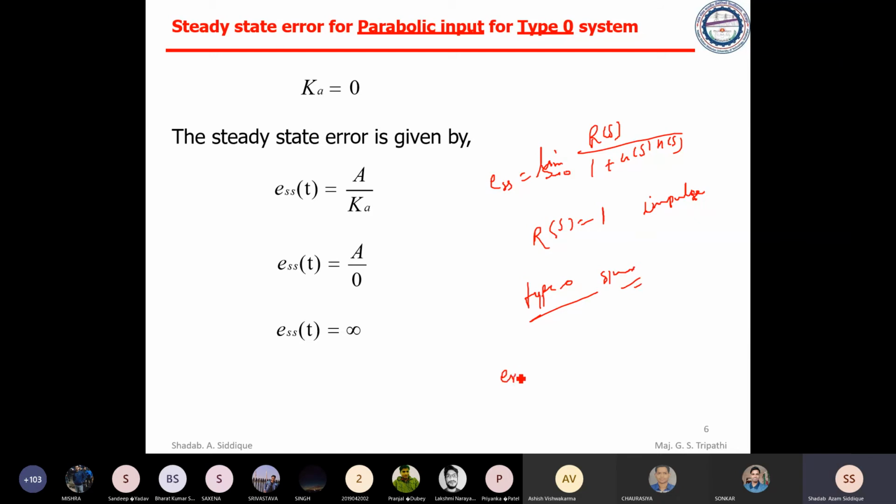So now ESS you take. ESS is equal to limit S tending to 0. Okay, S tending to 0. RFS is 1, and this is 1 plus some value GFS into HFS. Okay, 1 divided by 1 plus GFS into HFS. Okay, ठीक है, क्लियर है?